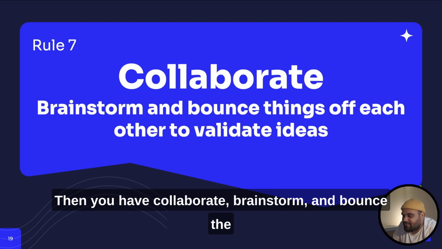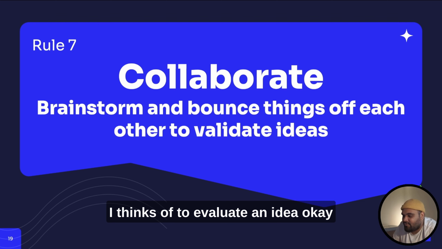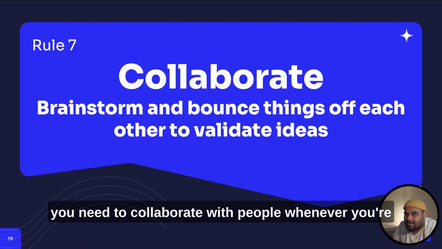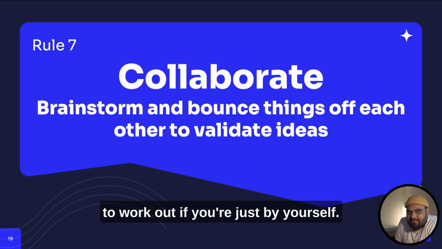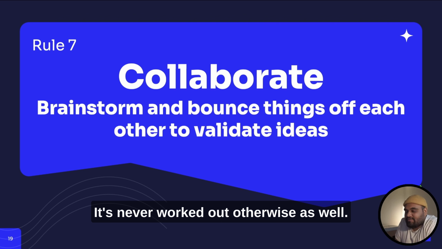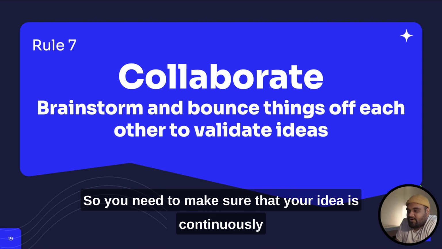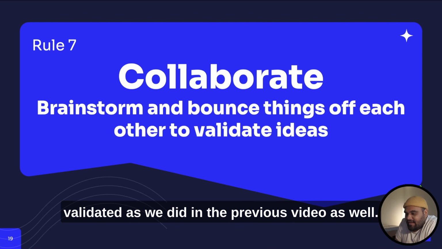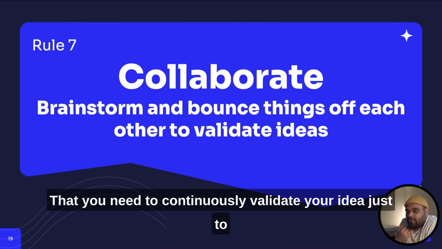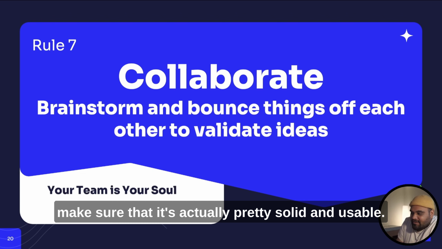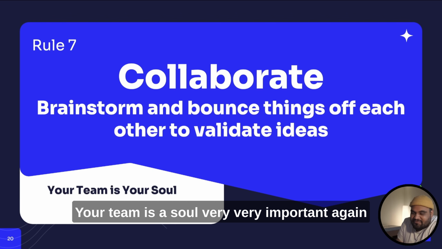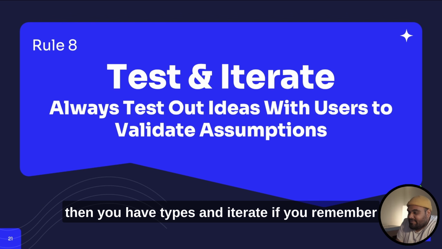Then you have collaborate. Brainstorm and bounce things off others to validate an idea. You need to collaborate with people. Whenever you're working on good UX, it's never going to work out if you're just by yourself. It's never worked out otherwise. So you need to make sure that your idea is continuously validated, as you did in the previous video, just to make sure that it's actually pretty solid and usable. Your team is your soul. Very, very important.